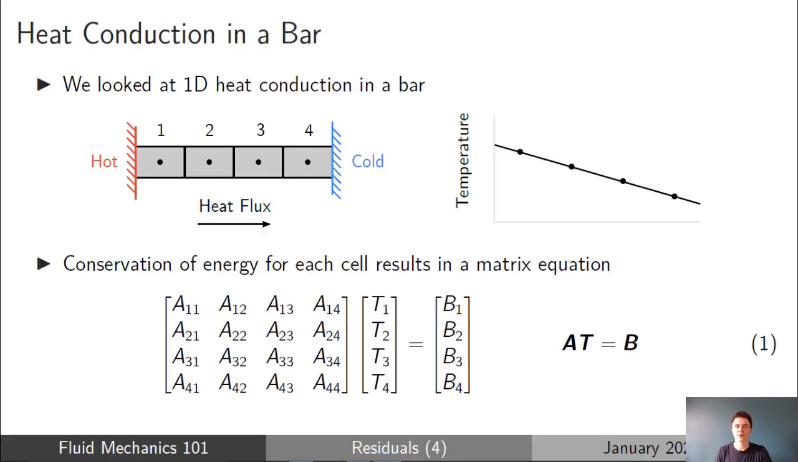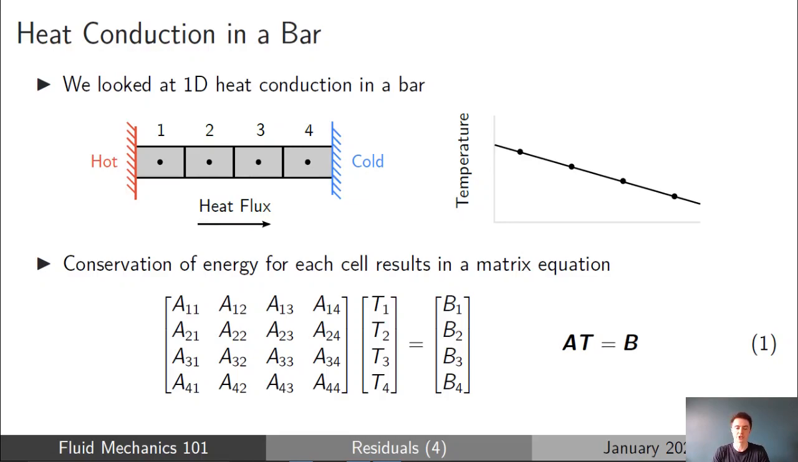Recall from part 1 that the simple example case we were looking at is 1D heat conduction in a bar, and we used this example to understand the concept of residuals and scaling. Now for this example of 1D heat conduction in a bar, we've got a hot end of the bar which is held at a fixed temperature, and then we've got a cold end of the bar at the right end which is held at another fixed temperature.